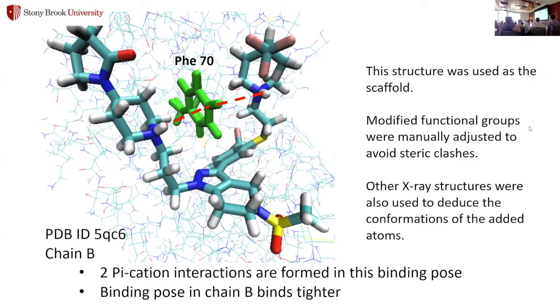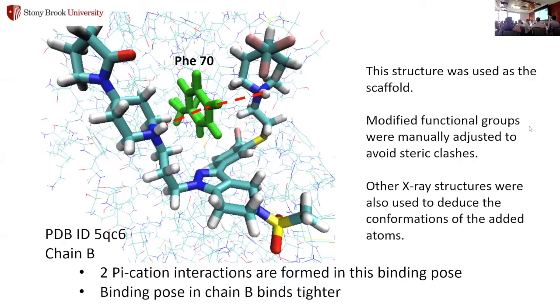We didn't perform any docking because all the ligands are very similar to each other. So we just adjusted things manually when we add and remove atoms, and we minimize before MD simulation, and then we let MD simulation take care of everything. We also scan all the X-ray structures available to the public and determine the binding conformation for those functional groups we added and modified.